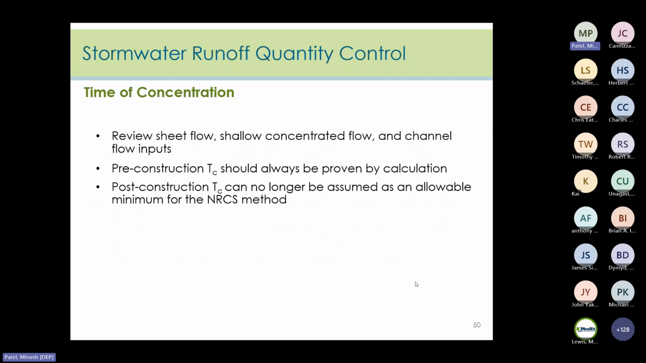In summary, the reviewer must make sure that the sheet flow, shallow concentrated flow, and channel flow inputs are all correct. They must make sure that the proper time of concentration was used with the corresponding method. They must check the pre-construction time of concentration calculations, and the reviewer must now check the post-construction TC calculations, as it is no longer allowable to be assumed.